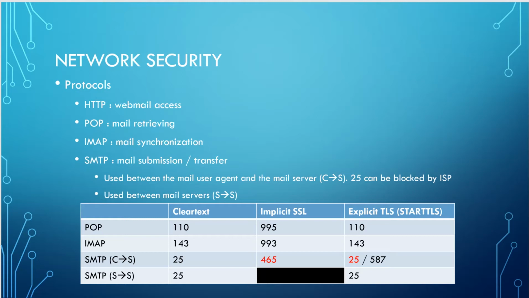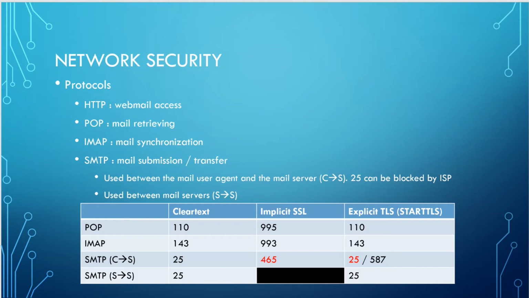We've got three kinds of configuration: the clear text protocols, the implicit SSL, and the explicit TLS with the STARTTLS command. So here you have the different ports. For the implicit SSL, SMTP is port 465. This one technically shouldn't be used because it's not an official protocol anymore. It is deprecated. So you should use the port with the explicit TLS, the 587.